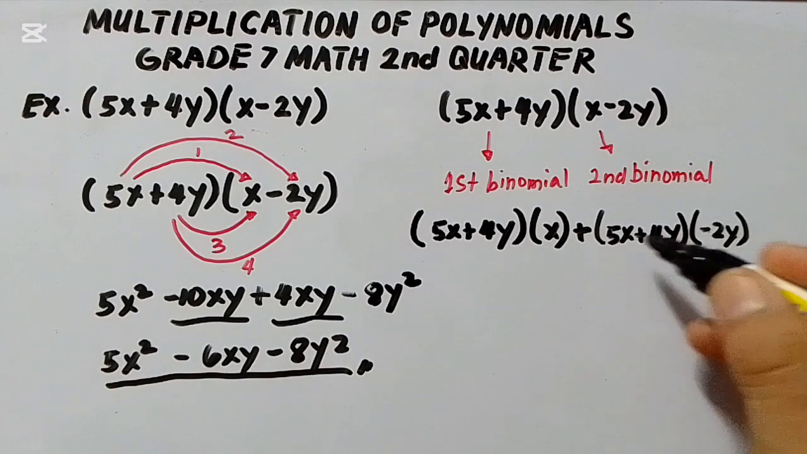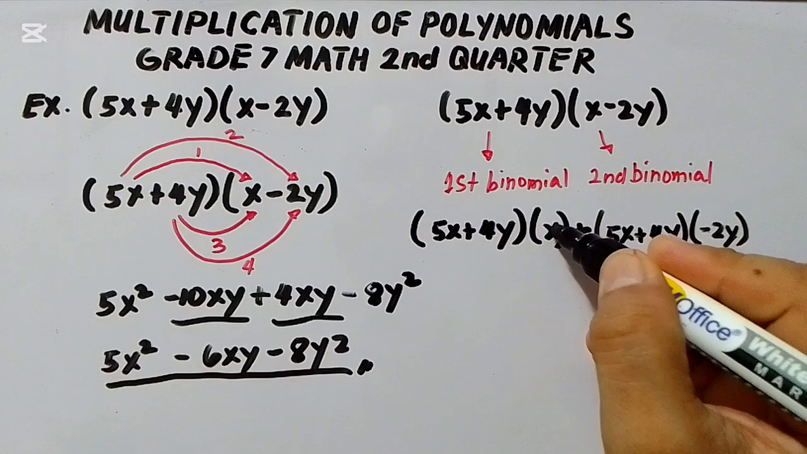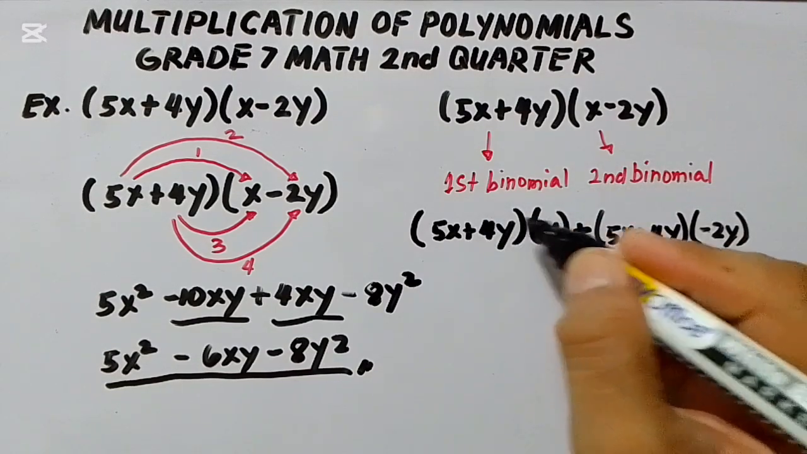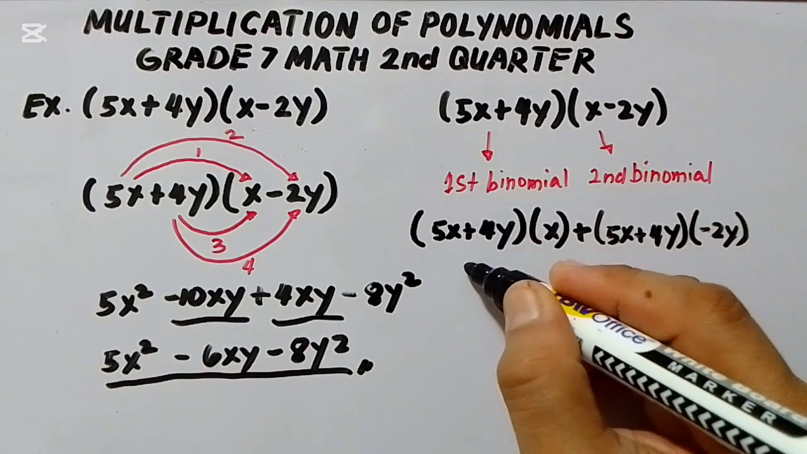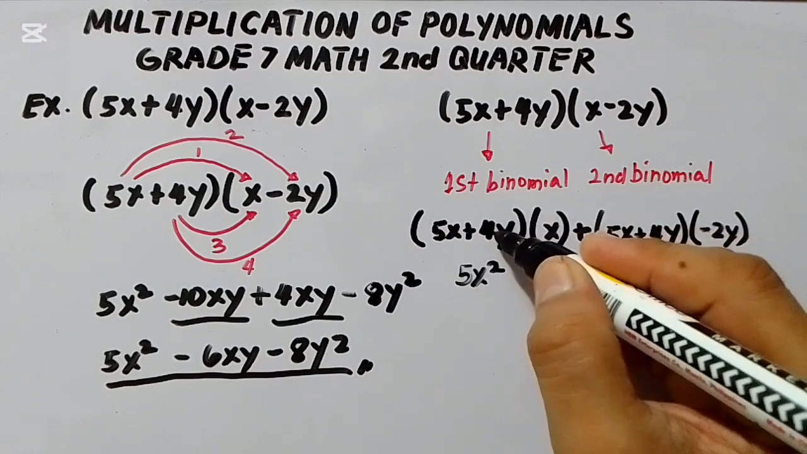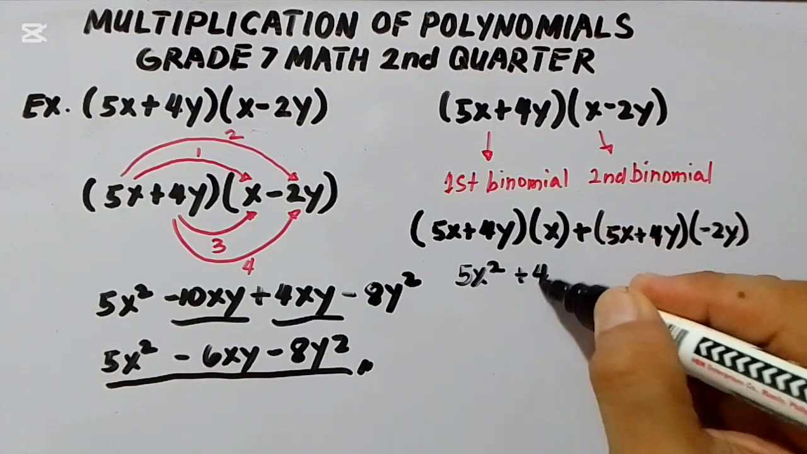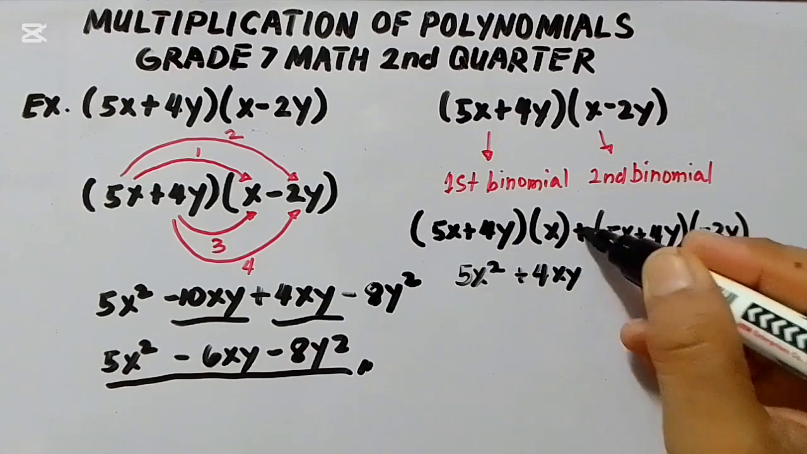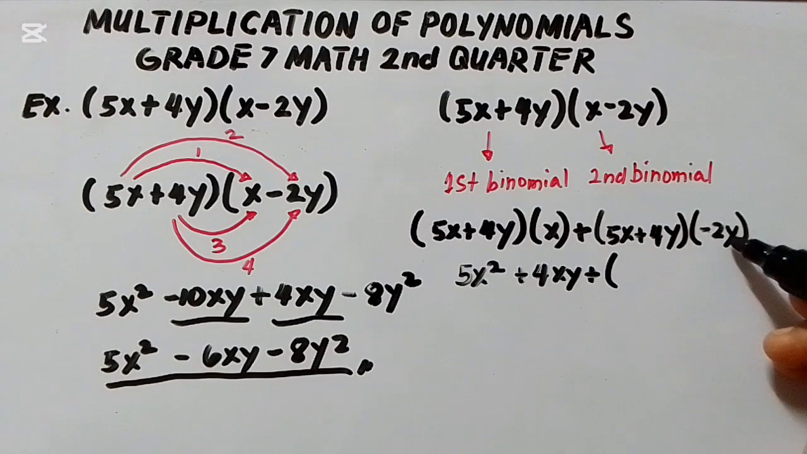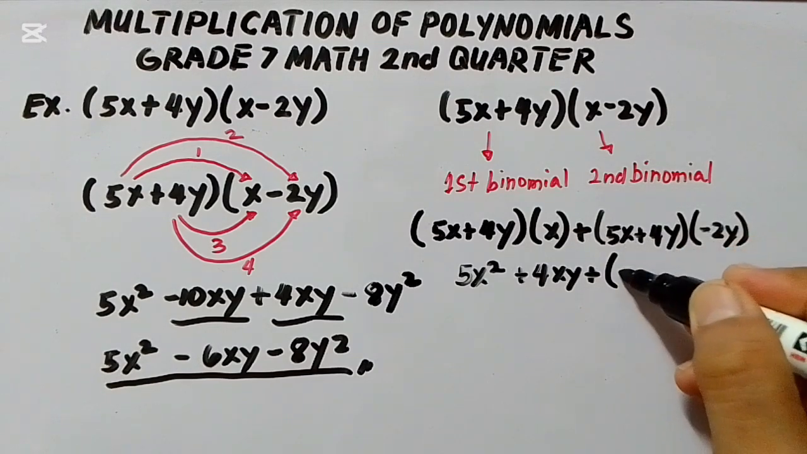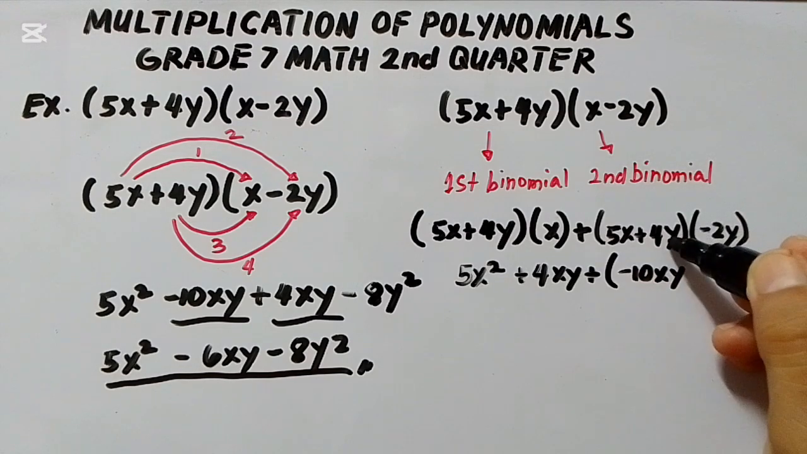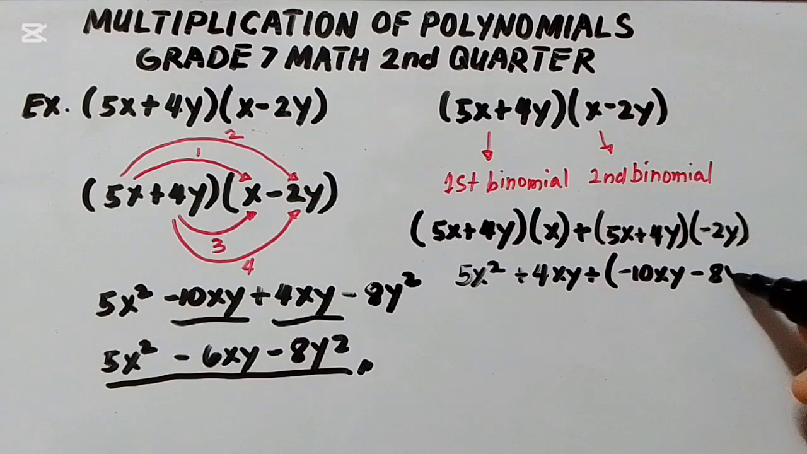Then, applying the distributive property, multiply po natin ito dito po sa kabilang quantity. So, x times 5x, that is 5x squared. Then, x times 4y, that is positive 4xy. Then, copy the plus sign. Then, quantity. So, negative 2y times 5x, that is negative 10xy. Then, negative 2y times 4y, that is negative 8y squared.